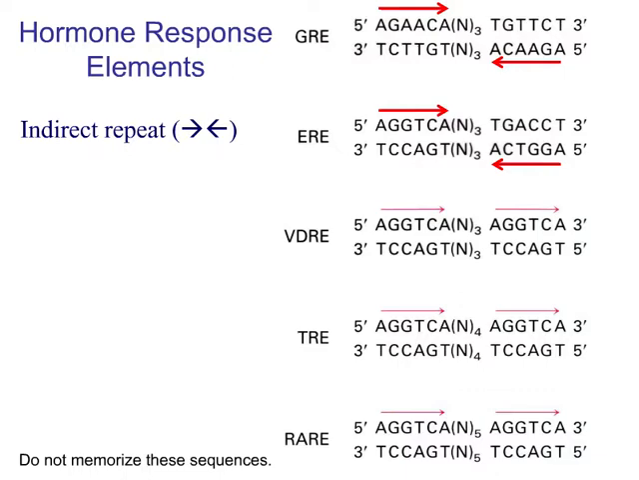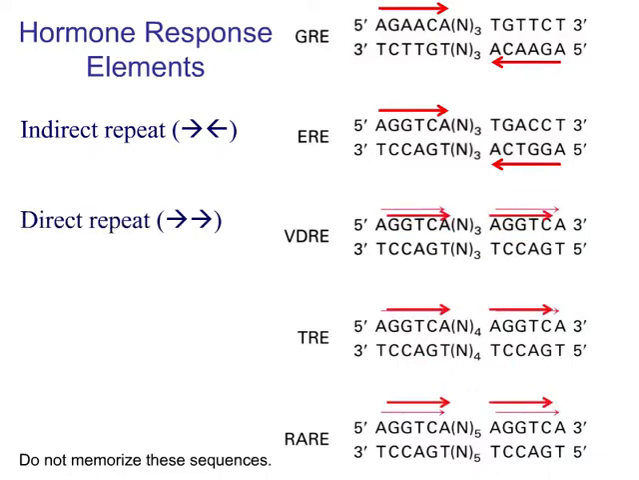For example, the glucocorticoid response element is the sequence AGAACA with a 3-nucleotide spacer followed by TGTTCT, which, if read in the opposite direction, is AGAACA. In comparison, the estrogen response element has the similar sequence AGGTCA with a 3-nucleotide spacer followed by TGACCT, which in the opposite direction would be AGGTCA. Hormone response elements with this arrangement are known as indirect repeats.